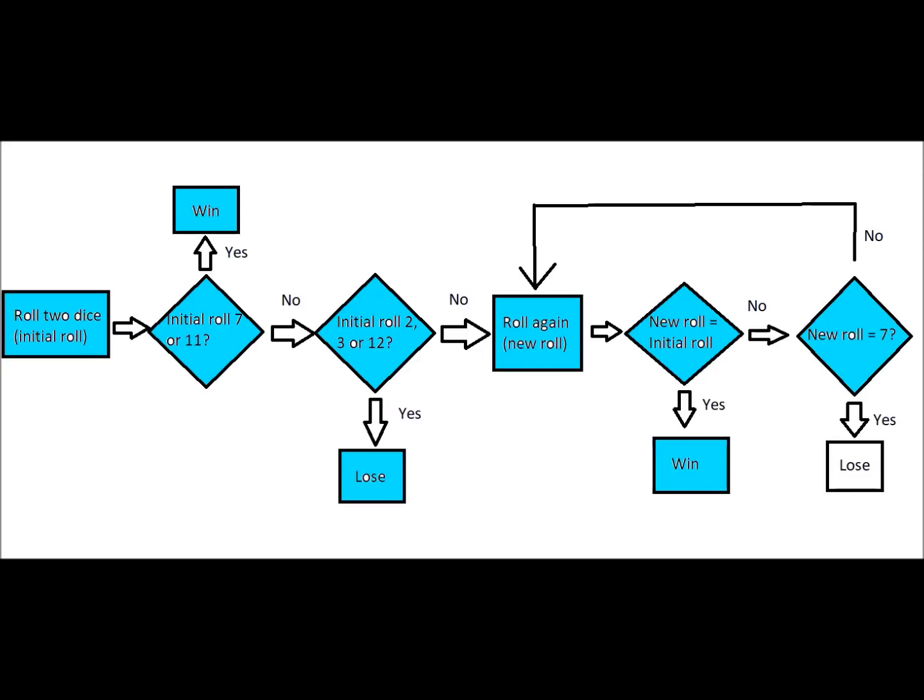If it's not, and the new roll is a 7, then the pass line bet loses. It's called a 7 out. It's why 7 is generally a bad number in craps. Otherwise, if it's not the initial roll and it's not a 7, then the shooter rolls the dice again with the same object of trying to roll whatever that initial roll was.